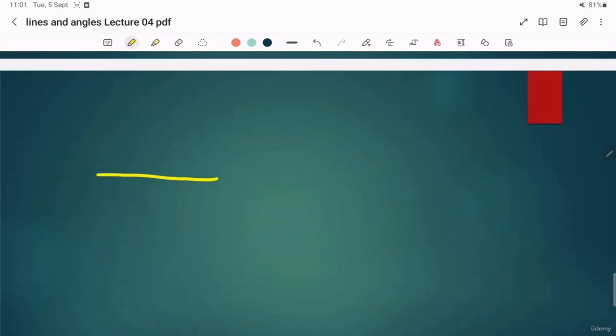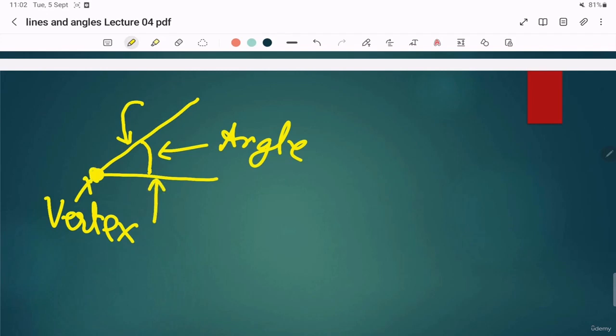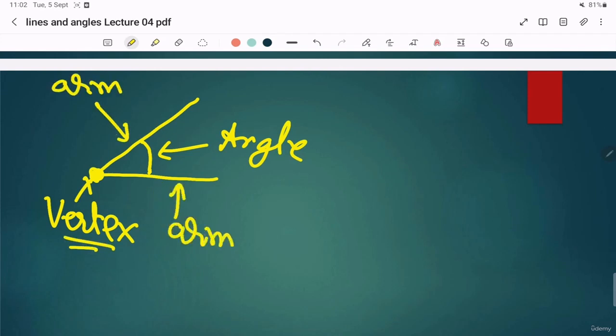Let's say we have one line like this and another line like this, then they are forming this angle. This is angle and this is vertex, the point where two lines are meeting is called vertex. This line and this line is meeting at this point, so this is a vertex, and this line is called arm. And this line is also called arm.